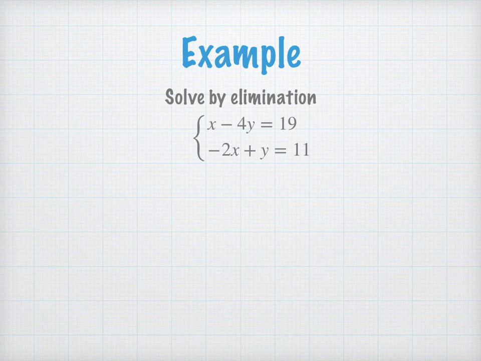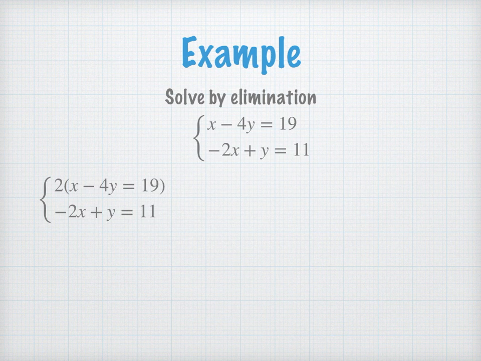Well, if I multiplied that first equation by 2, I would have 2x. The second equation has negative 2x. So then adding them together, I would have 0x. I would eliminate an x. And so that's what I'm going to do. I'm going to multiply that first equation by 2.